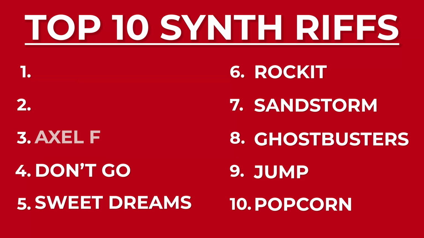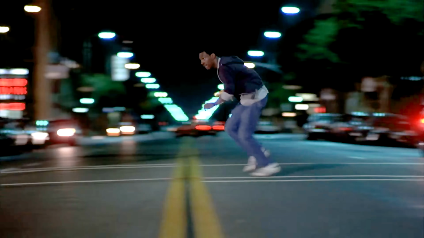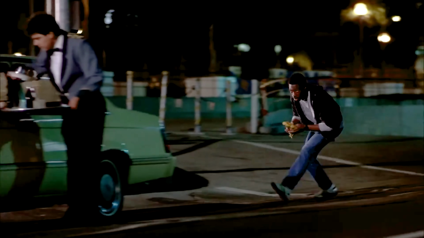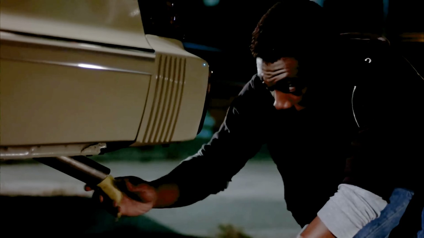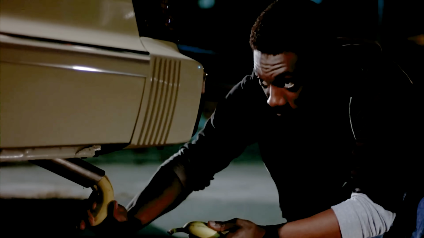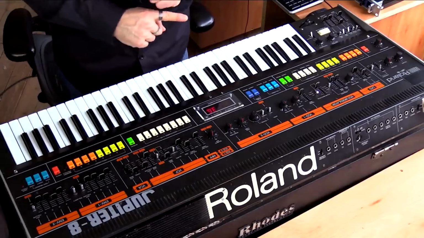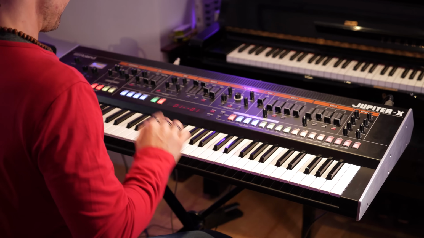Next! Number 3, Harold Faltermeyer, Axel F. From the Hollywood blockbuster movie Beverly Hills Cop starring Eddie Murphy, here comes the ultimate earworm synthesizer riff. You hear it once, it will be with you forever. It was also played on the Roland Jupiter 8, and it's a classic example of two sawtooth oscillators with a bit of detuned synthesizer sound. Yes, I don't have a Jupiter 8, so it's time for Vintage Vault 4 again. Ready?